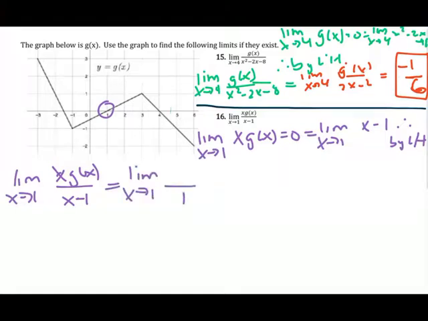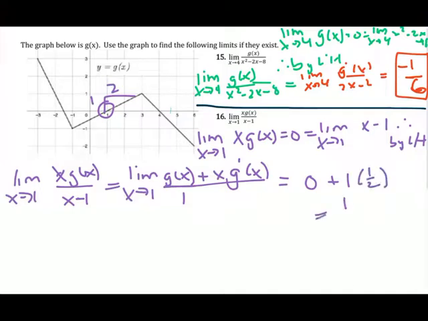The denominator is just going to become 1. We're going to use the product rule on the numerator. So the derivative of x is 1. That's going to give us g of x plus x times g prime of x. And now we're going to use direct substitution. So g of 1, we already said, is 0, plus 1 times the derivative at 1, or the slope of the line at 1, and that slope looks an awful lot like 1/2. So times 1/2, which is going to give me that this overall limit is 1/2.